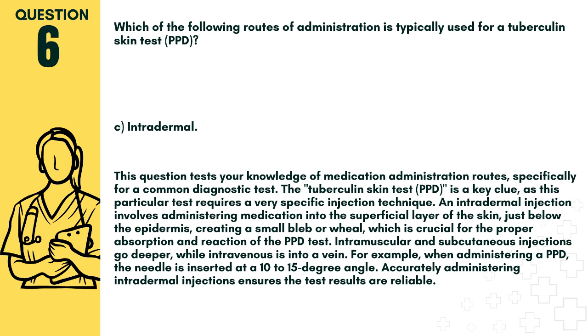Intramuscular and subcutaneous injections go deeper, while intravenous is into a vein. For example, when administering a PPD, the needle is inserted at a 10 to 15 degree angle. Accurately administering intradermal injections ensures the test results are reliable.